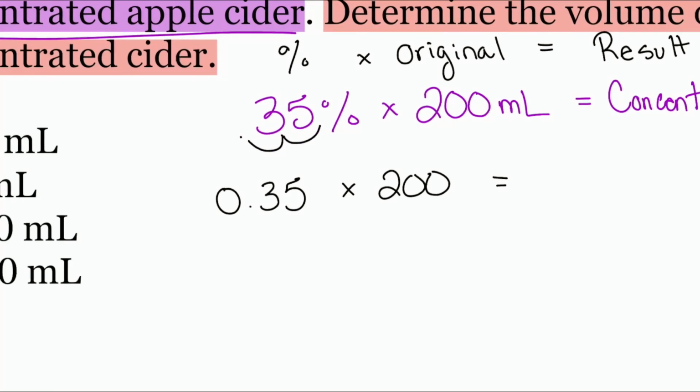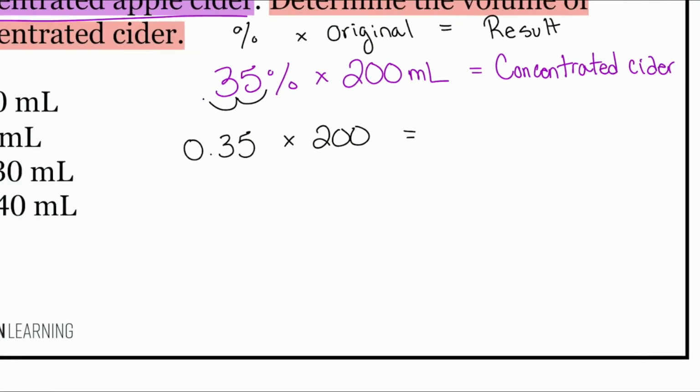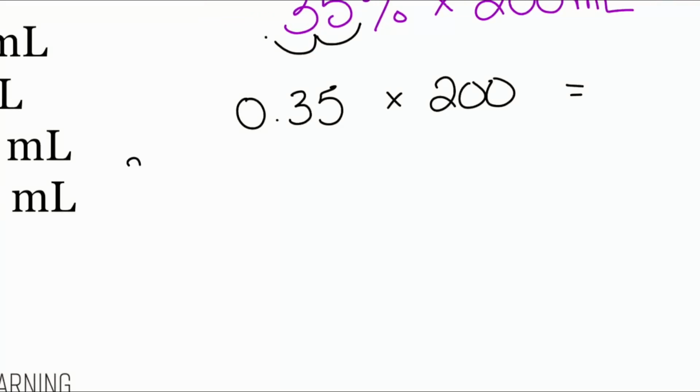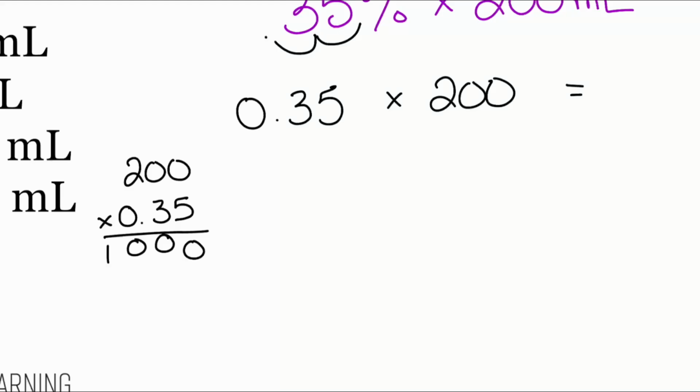Here we go. We have 200. Let me find some room here. I'll go ahead and do it right here. 200 multiplied by 0.35. And let's get to work. So 0 times 5, that's going to give us 0. 0 times 5, that's going to give us 0. And then 2 times 5, that's going to give us 10. So we have that set up so far.